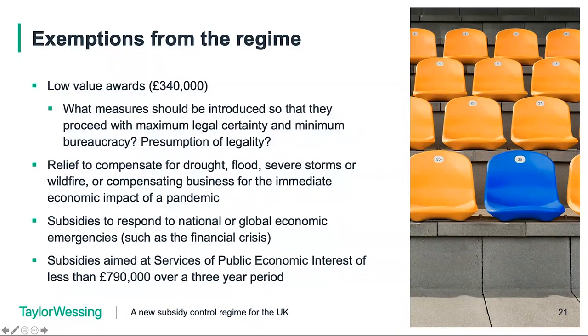Another type of subsidies that will be exempt from the regime is obviously relief to compensate for drought, flood, storms, or wildfire, or compensating business for the immediate economic impact of a pandemic, as we are now. But also subsidy to respond to national global economic emergencies, as it was during the financial crisis. And finally, subsidies aimed at services of public economic interest of less than £790,000 over a 3-year period.